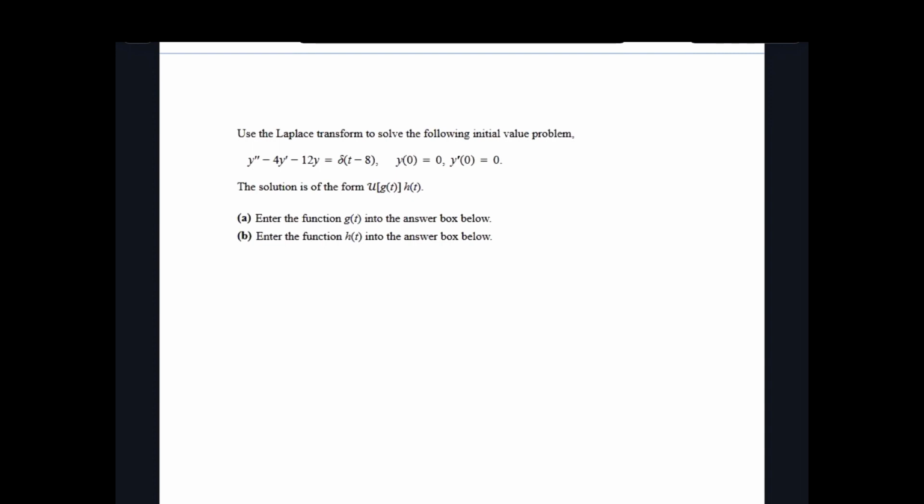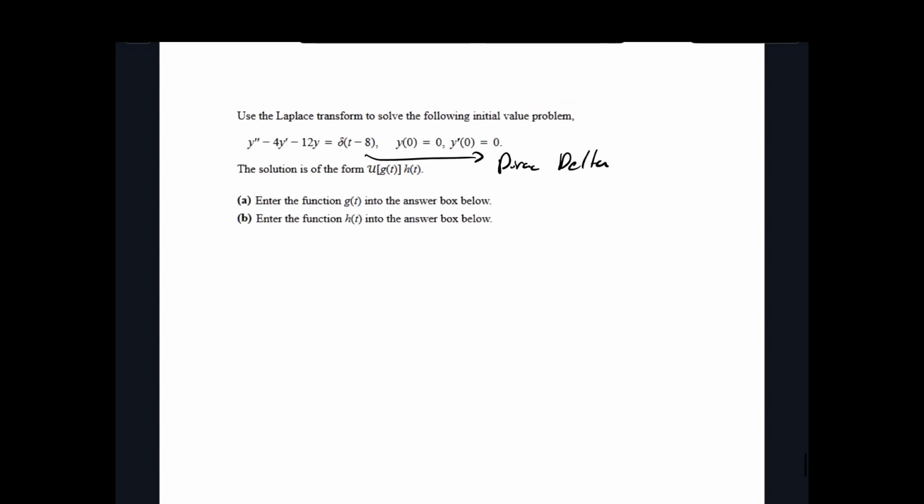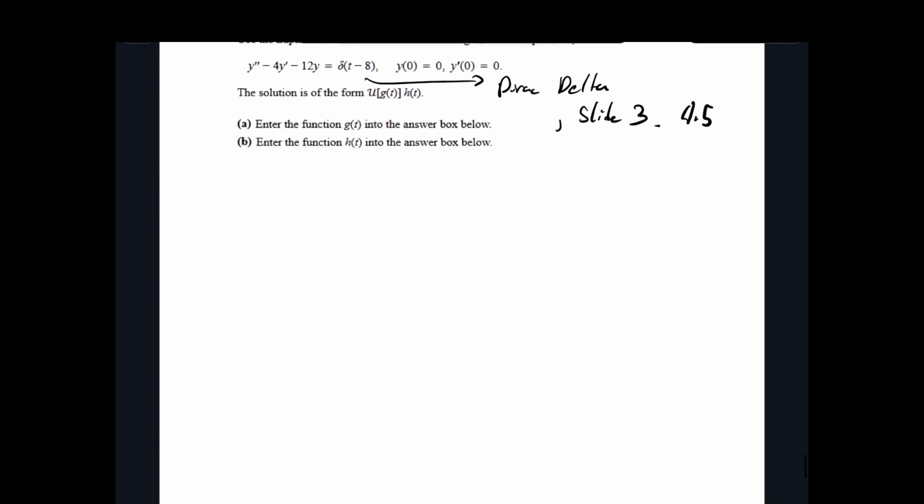We are looking to find the left-hand side and then the right-hand side. This is Dirac delta, and you could find this on slide 3, literally. You could find it on slide 3 of like 4.5, I think. Yeah, 4.5. So that's how I solved this question.